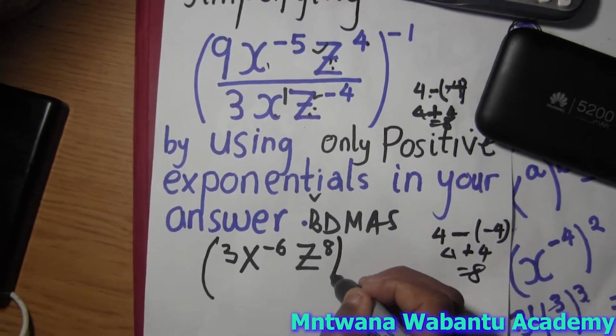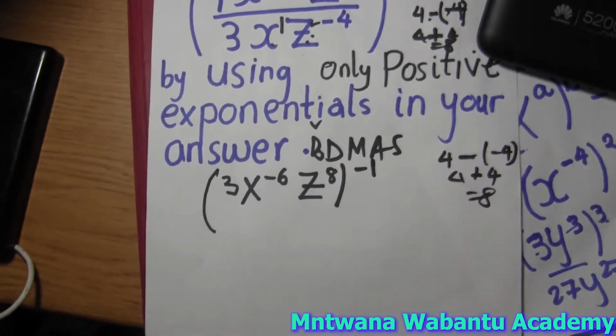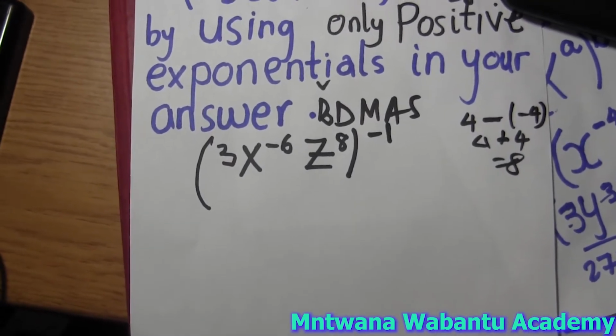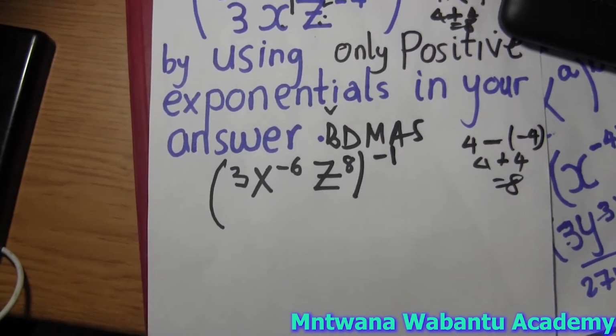And then you close your bracket and then negative 1. So now you're going to say, oh, and then easy, man. So how are we going to do that? Okay, let's simplify what we have.